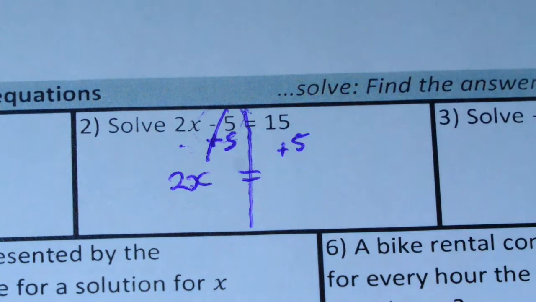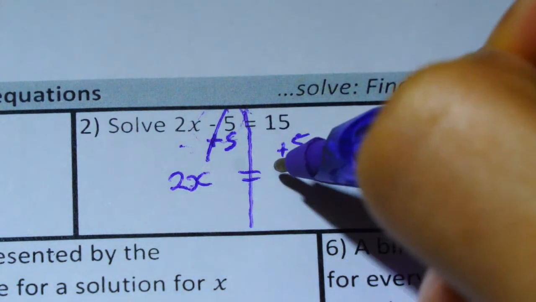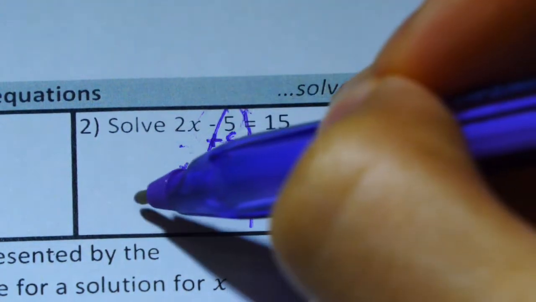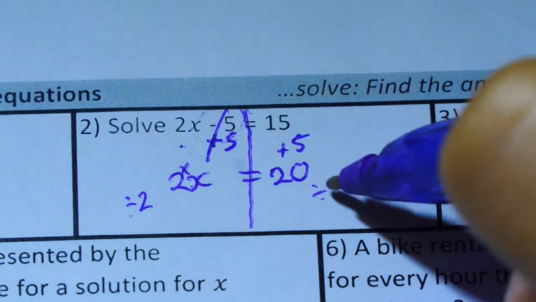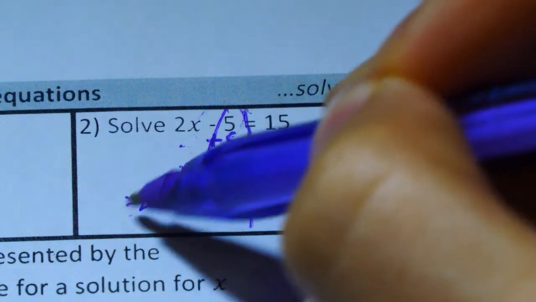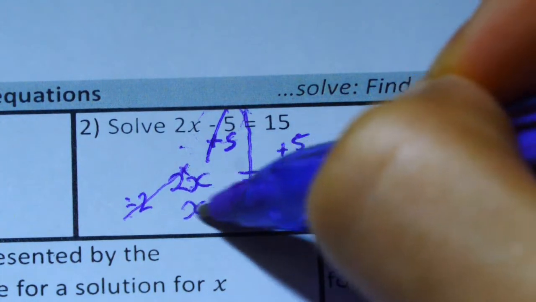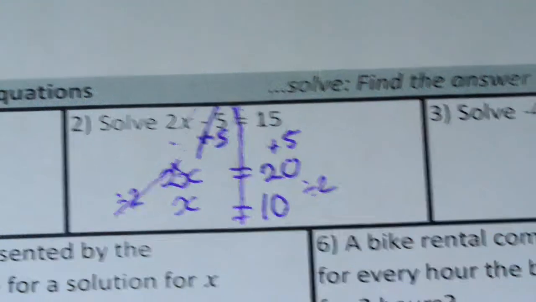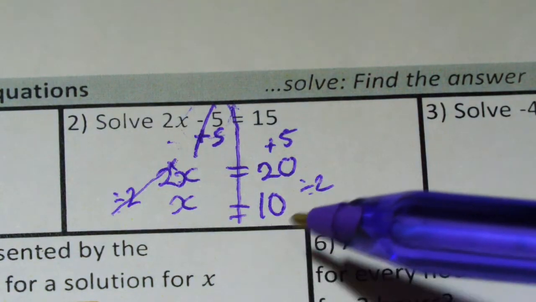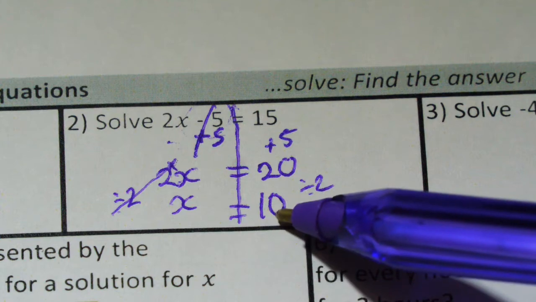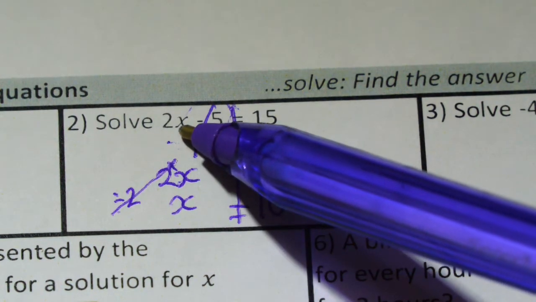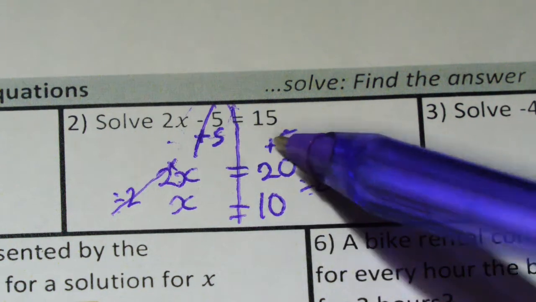Equals, don't forget the equal sign. 15 plus 5 equals 20. Now this means 2 times x, we divide by 2, divide by 2. Times 2 and divide 2, we delete. X equals 20 divided by 2, 10. And again, we can check this answer is correct. X is 10, so if we do 2 times 10, 20, minus 5 equals 15.